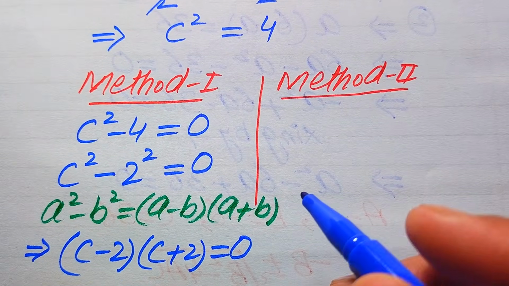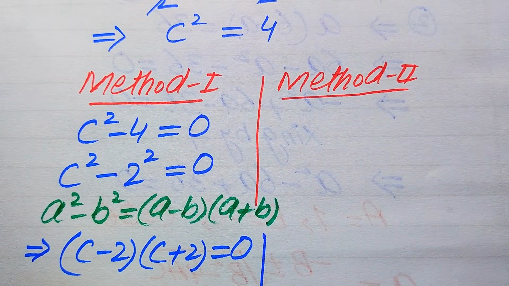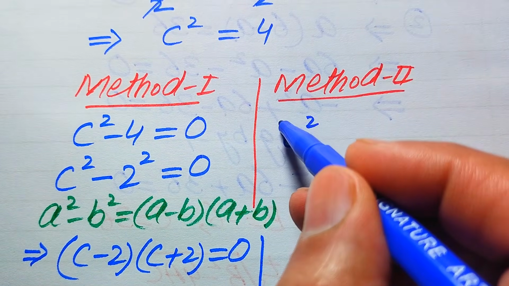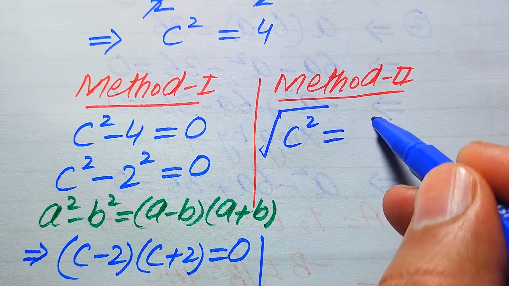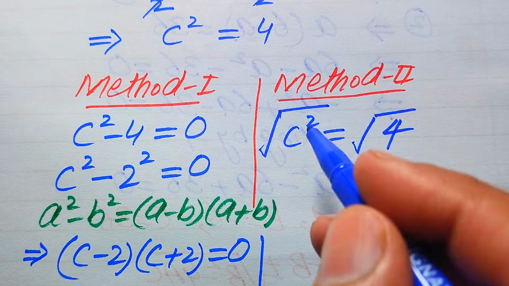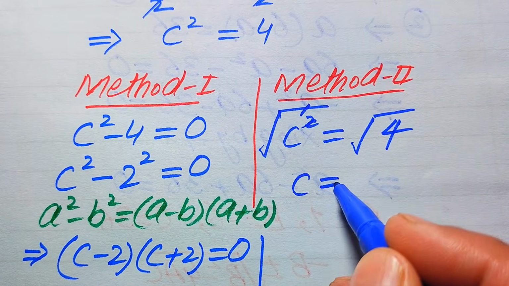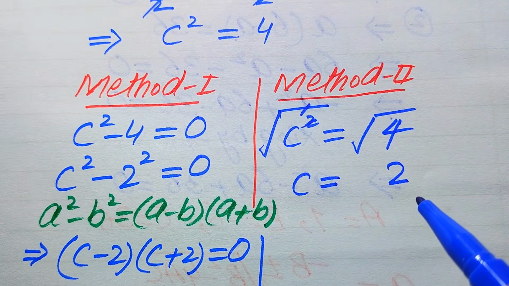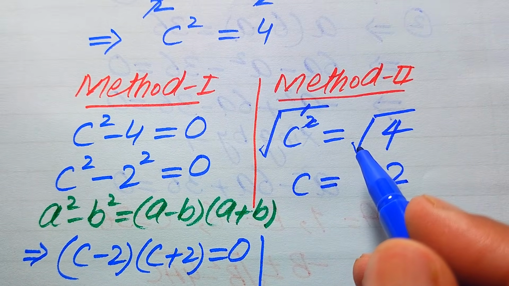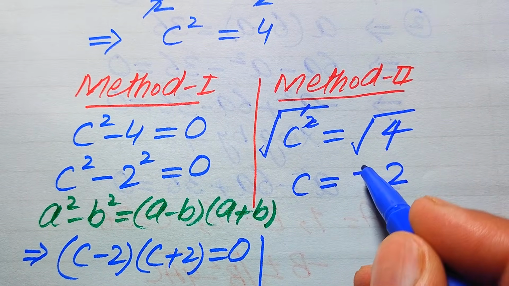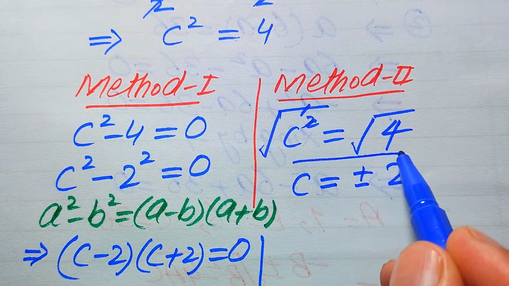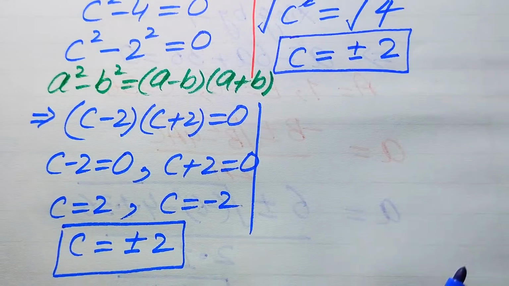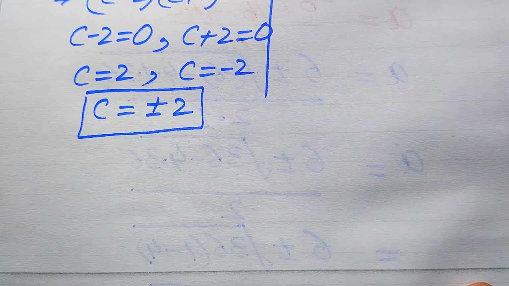In the second method we again solve this problem with the help of square root. We apply square root on both of the sides, and it is written as square root of c square equals to square root of 4. The square and square root are gone, and we get c is equals to, we know that square root of 4 becomes 2. But further you see, when we apply square root on both of the sides, we write plus minus sign on any one of the sides. So in the second method we get these two roots of the given equation. You see that from both of these two methods we get the same values of c.